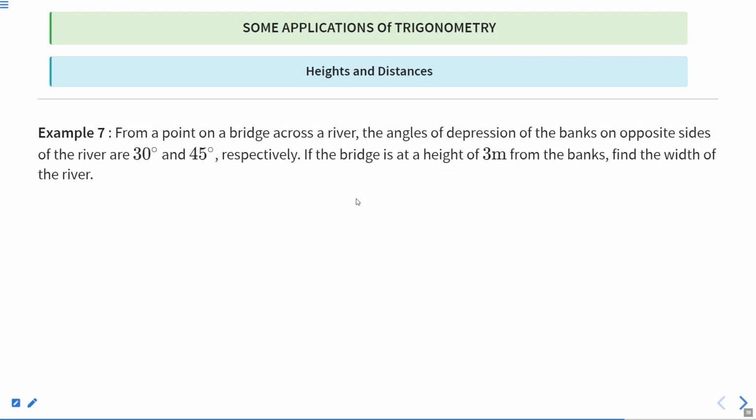Okay, now here we'll discuss example 1 of heights and distances, for clearing your concept. Okay, so from a point on a bridge across a river, the angles of depression of the banks on opposite sides of the river are 30 degree and 45 degree respectively, and if the bridge is at a height of 3 meters from the banks, then find the width of the river.